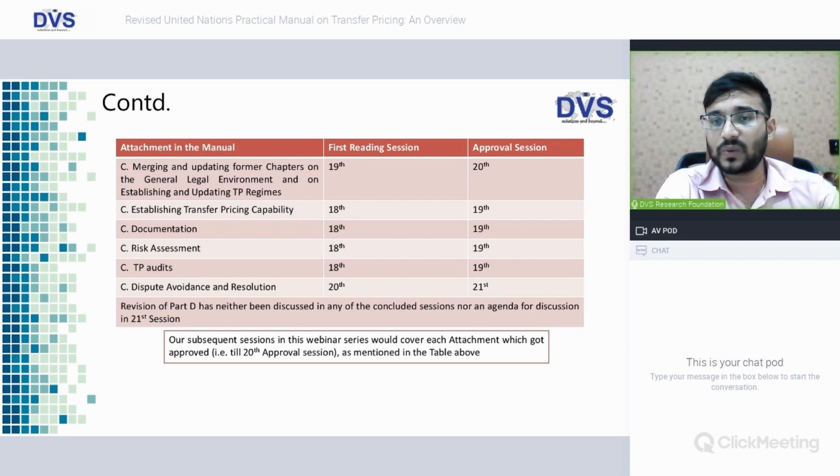Please note, friends, revision of Part D has neither been discussed in any of the concluded sessions, nor is it an agenda for discussion in the 21st session. So as of now, Part D of the 2017 practice manual remains the same. There may be a discussion in the 21st or 22nd session. We never know. But as of now, it has not been touched upon for the purpose of revision or discussion.